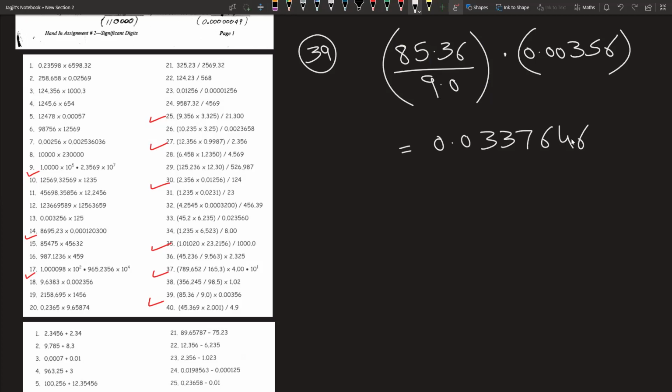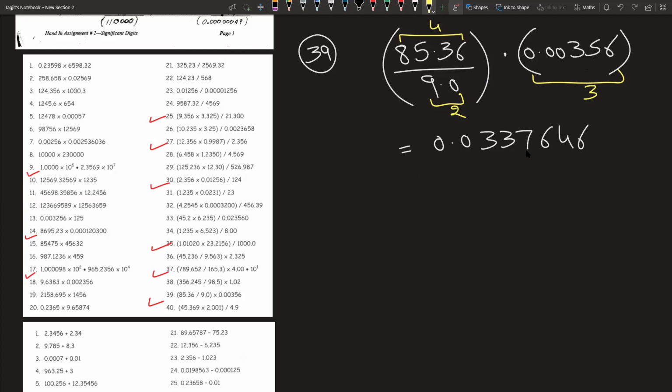0.033646. Now let's look at the sig figs. On here, I have 4 sig figs. On here, I have 2 sig figs. And on here, I have 1, 2. Okay, these ones are not going to count. Why? Because there's no number in front other than 0. So this one has 1, 2, 3, only 3 sig figs. So this one has the least out of all of those. So my answer should have only 2 sig figs.